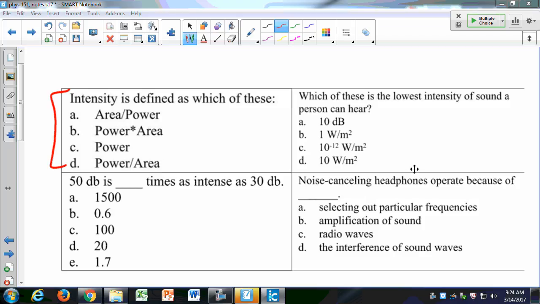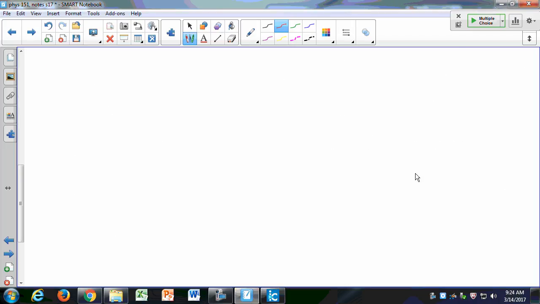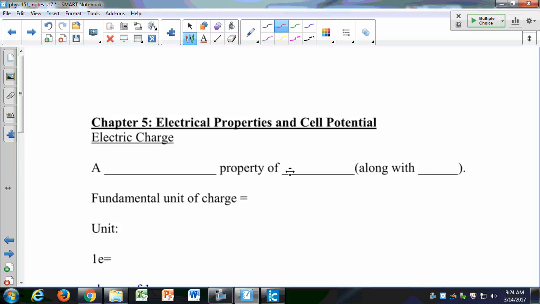All right. Let's see. I think that's the end of that chapter. Yeah, so we're going to move on to electrical properties and cell potential. We'll talk about a lot of different things in this chapter. We'll talk about potential. Some of y'all have had anatomy, you've talked about potentials, action potentials, graded potentials, stuff like that with the neuron. Shout out to action potentials and graded potentials and all that business.